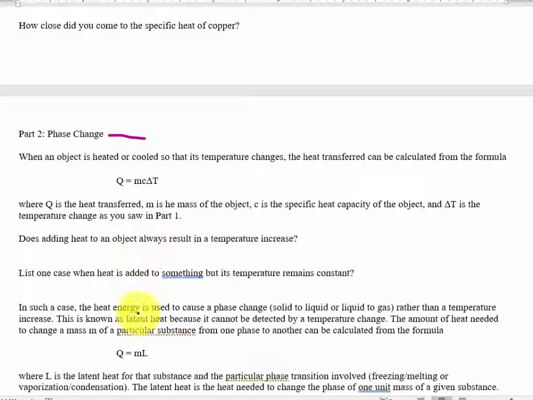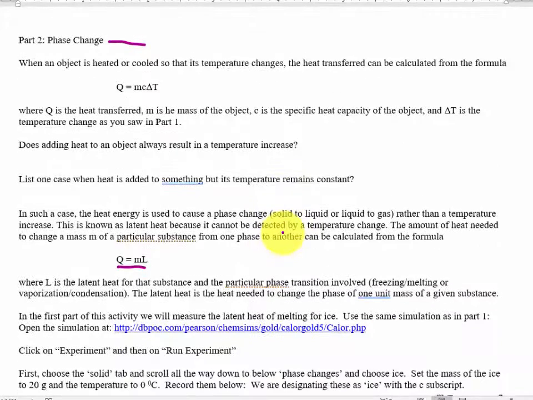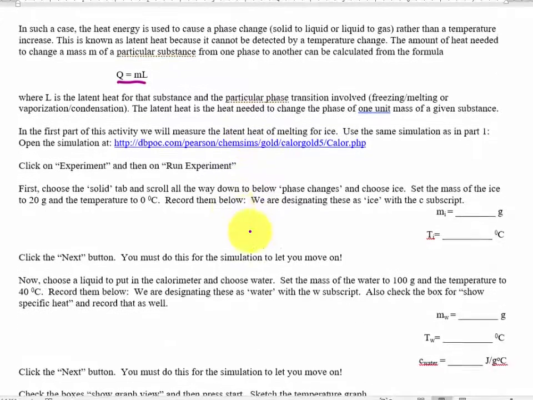Then we're going to take a look at what happens when there is a phase change. So what we can do is we can say when there's a phase change, we have this thing called latent heat. And if we're talking about water, we would be talking about 0 degrees Celsius or 100 degrees Celsius water for the melting or boiling point. We're going to be melting some ice, so now we're talking about 0 degrees Celsius.